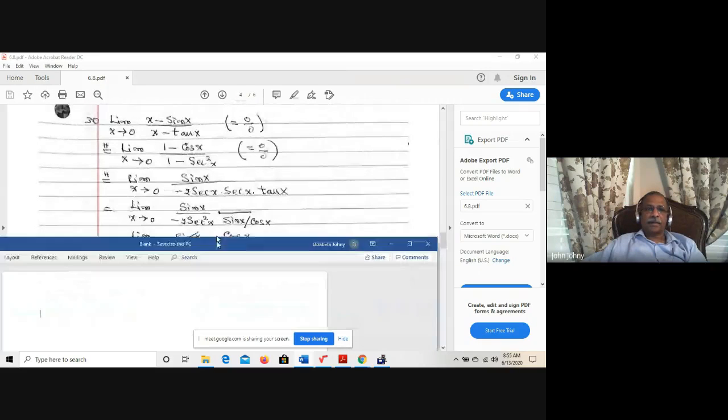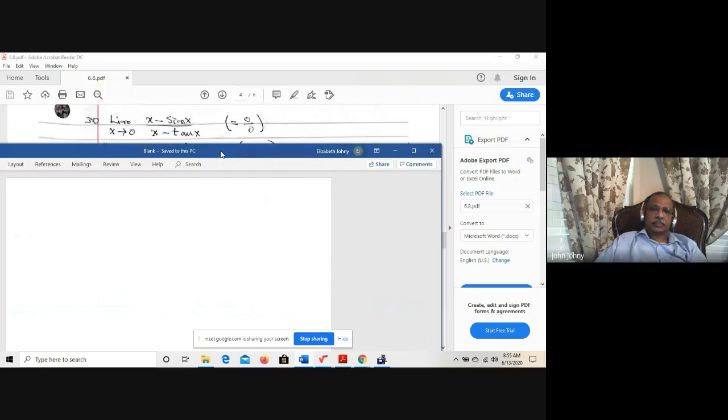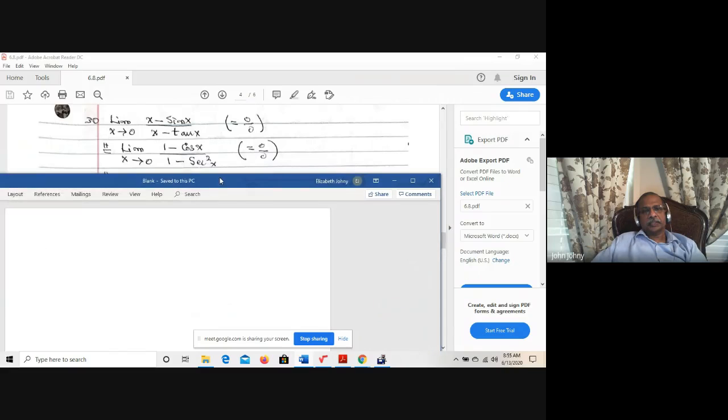Number 30. Limit x approaches 0, x minus sin x divided by x minus tan x. Substitute x equal to 0. You get 0 minus sin 0, which is 0. Denominator: 0 minus tan 0, that is 0. Differentiate. You get 1 minus cos x divided by 1 minus secant squared x. Cos 0 is 1. Secant 0 also is 1. So numerator 1 minus 1, which is 0. Denominator 1 minus 1, again 0.